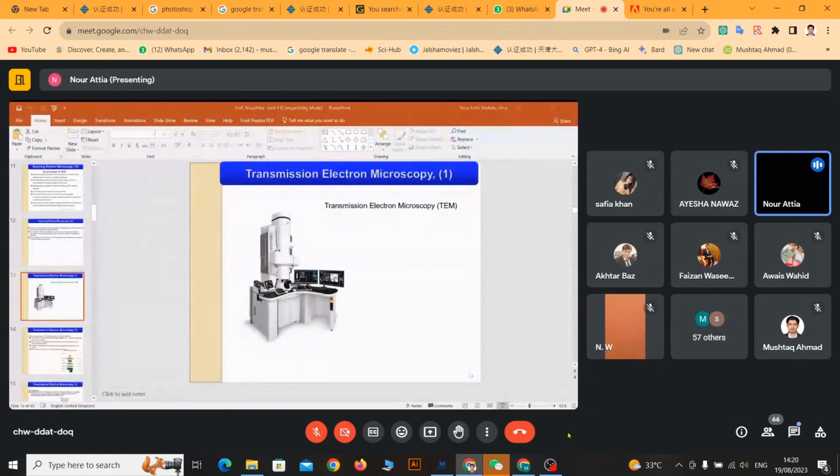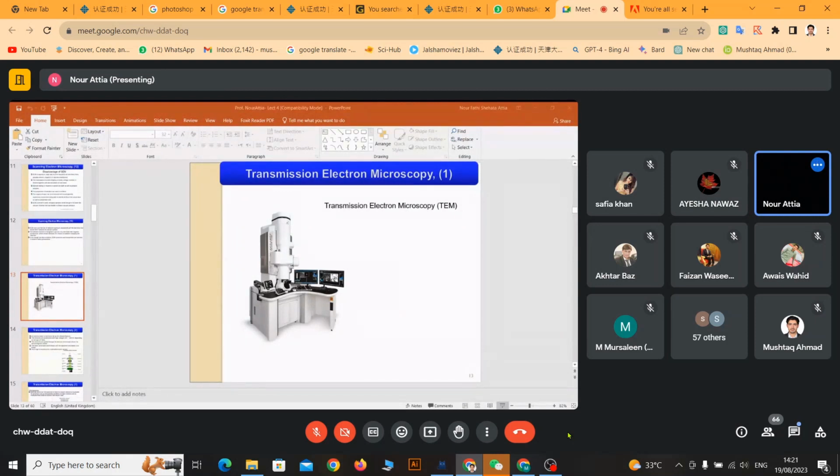Slide number 13 now. Did you see? Yes, sir. Okay. The other instrument is the transmission electron microscope, and this is the other face of the coin, because we have a coin. The first face of the coin is the scanning electron microscope. This is the transmission electron microscope. Same phenomena, everything is the same.